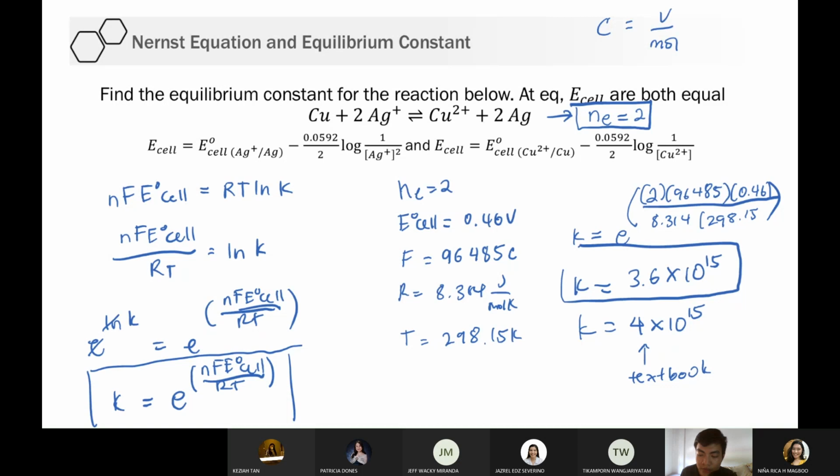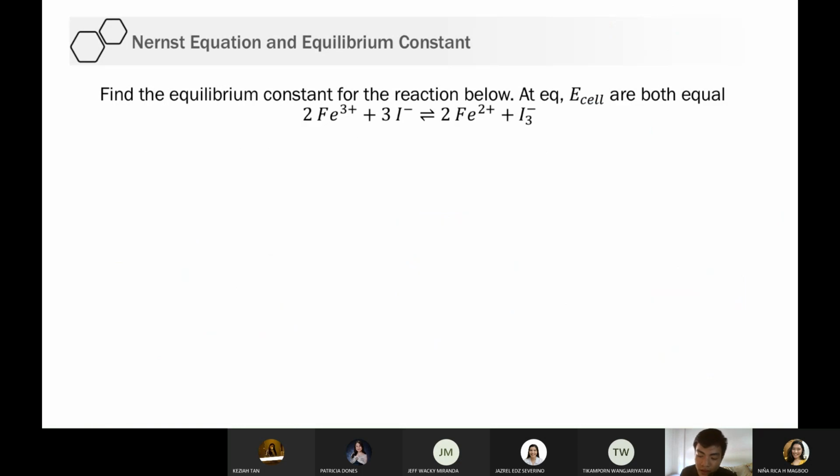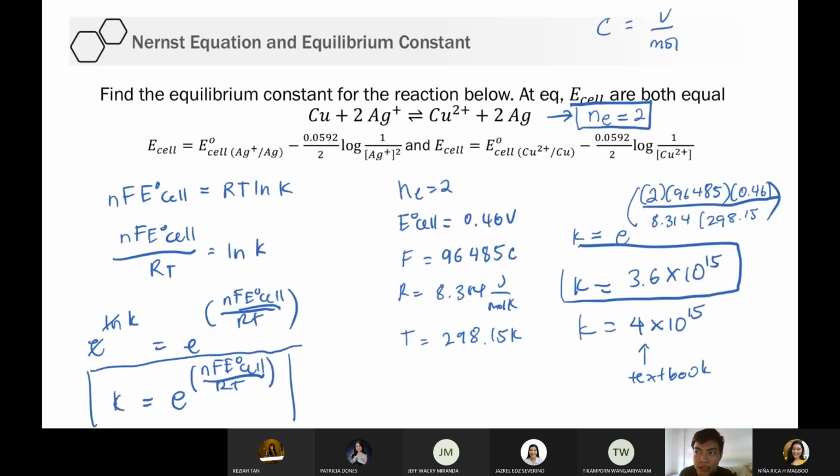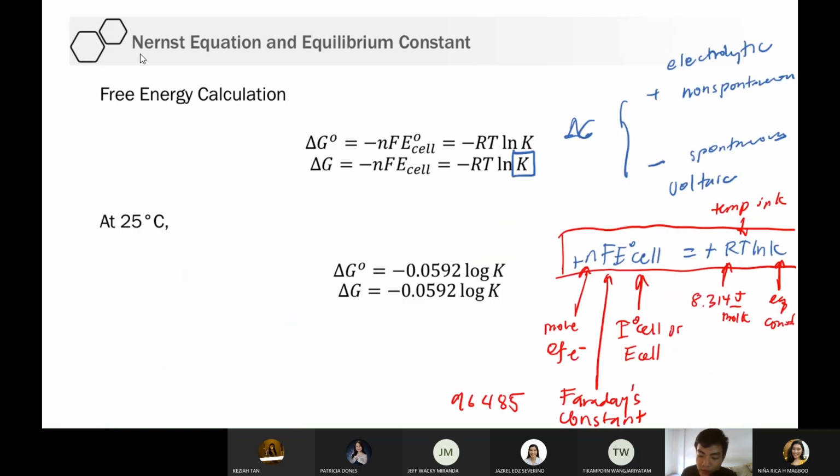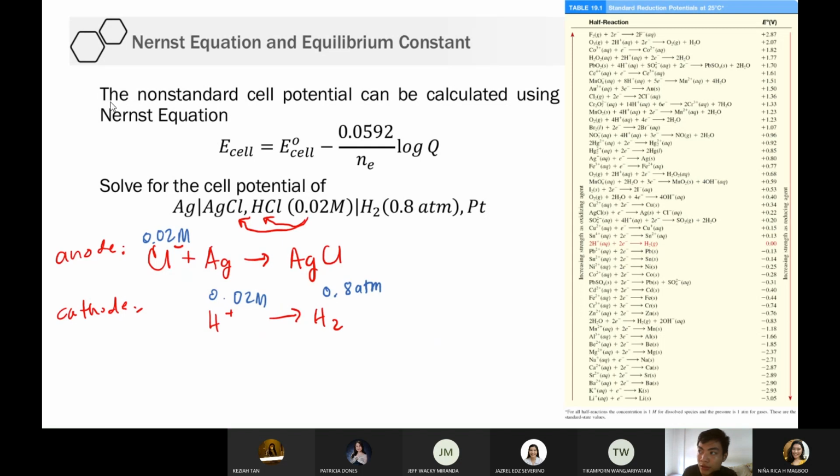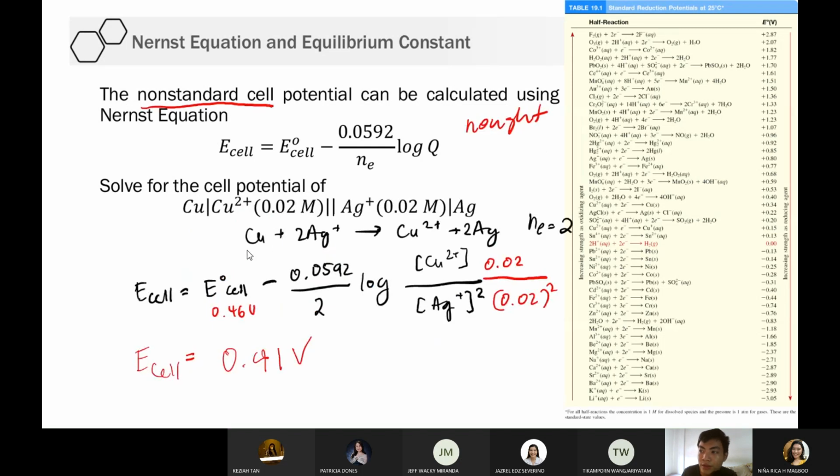However, if the reaction is non-standard, you can use the Nernst equation. I just showed you how to use the Nernst equation earlier. So this can be calculated using the table. Then you plug in the necessary info. You should write the correct equation. Then you will get the E cell.